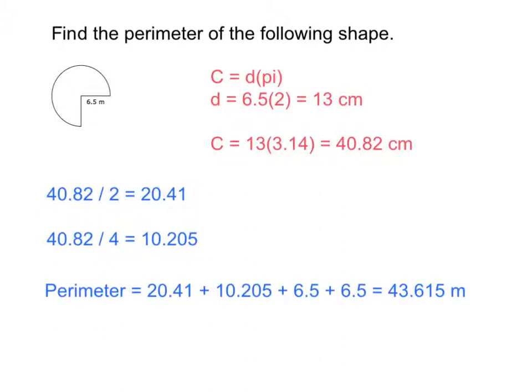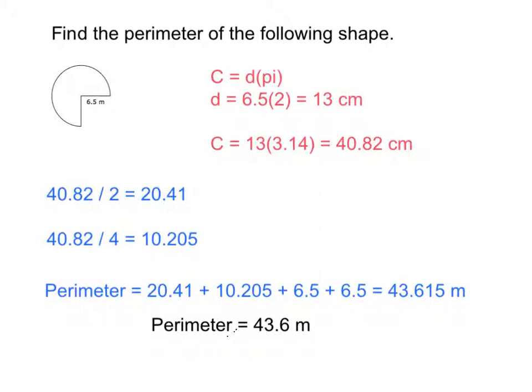And then we have the total perimeter of 43.615 meters, or when we round it off to 1 decimal place, which is what we started with, we had one number after the decimal, then we get 43.6 meters.